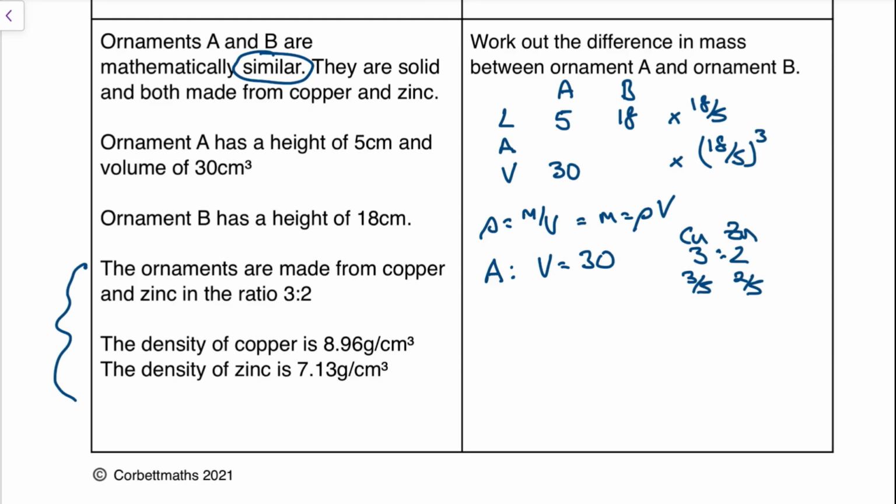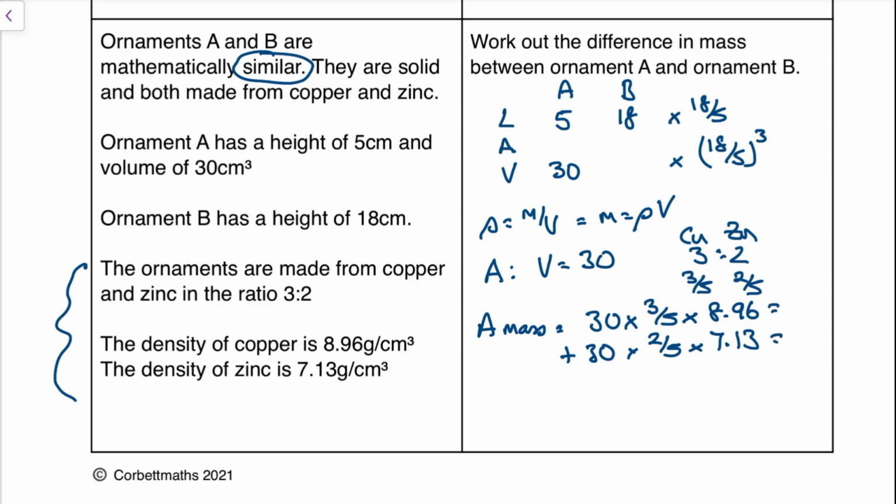So therefore the mass of A, so I'm going to write this down. So the mass of A is going to be 30 times the amount that is copper times the density of copper, which is 8.96. Plus the volume of A times by the amount that is zinc times by the density of zinc, which is 7.13. Now, get a calculator out quickly and work out both of those things.